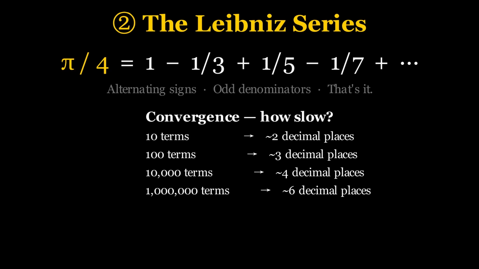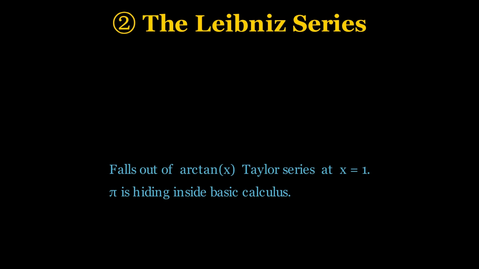It falls out of the arctangent Taylor series, evaluated at 1, which means pi is hiding inside basic calculus. Beautiful. Impractical. A perfect setup for what's coming.